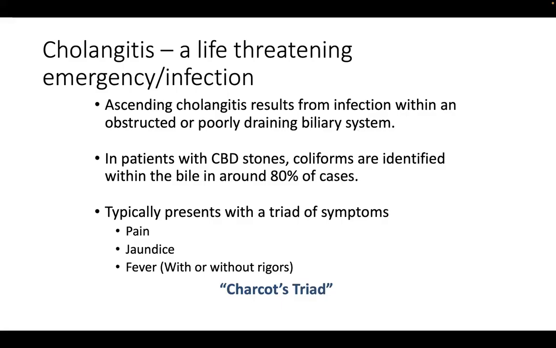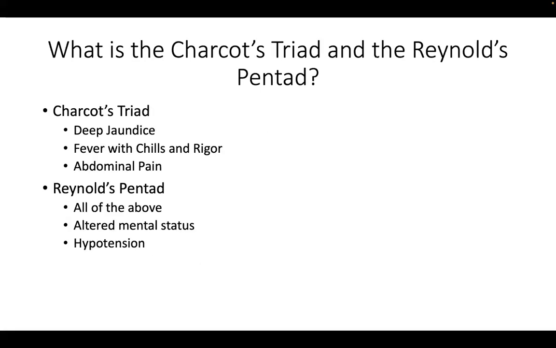Typically, it presents with a triad of symptoms. This is what you call the Charcot's triad. So you have pain, jaundice, and fever with or without chills and rigors. Again, to repeat, it has deep jaundice, fever with or without chills and rigors, and abdominal pain. Then you have something called the Raynaud's pentad. The Raynaud's pentad includes all three of the above, plus altered mental status and hypotension.